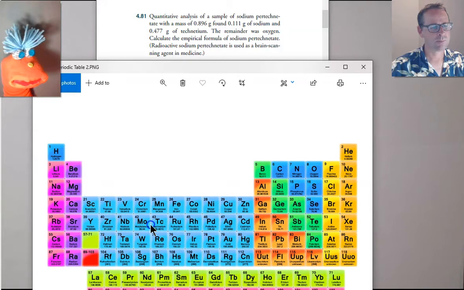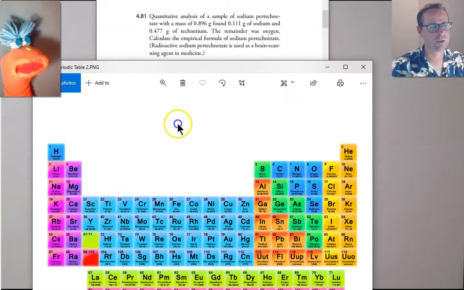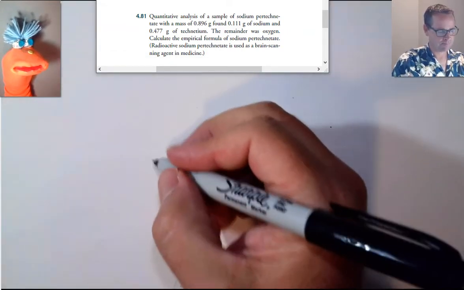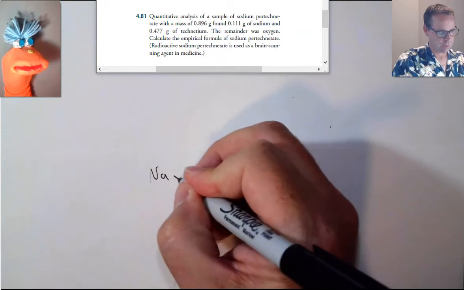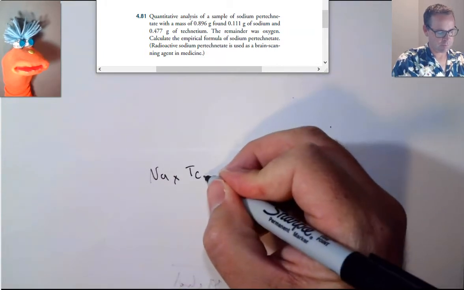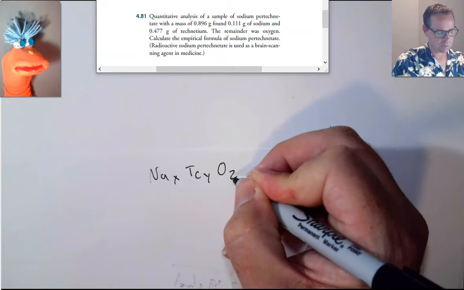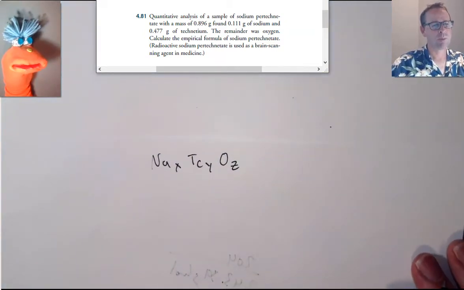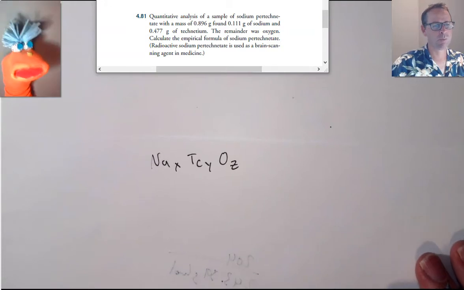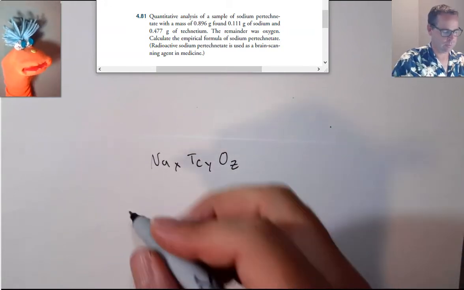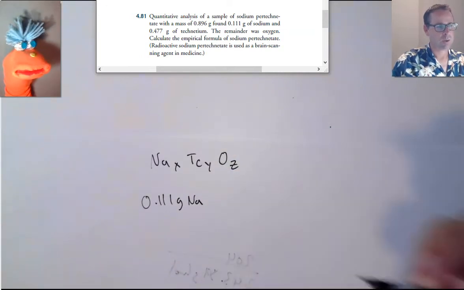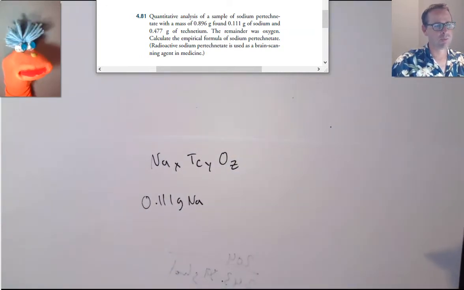There it is, right there. It is Tc. Yep. All right, so we got some sodium. We got some technetium. And we got some oxygen, apparently, right? Yep. So, how many grams of sodium? 0.111. 0.111 grams of sodium. And 0.477 grams of technetium.